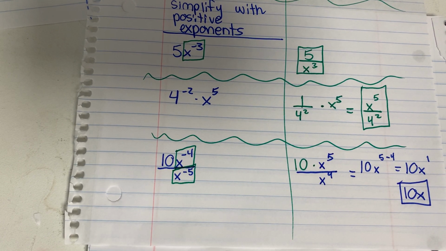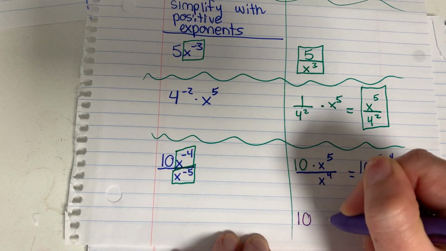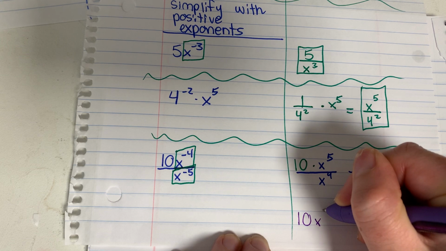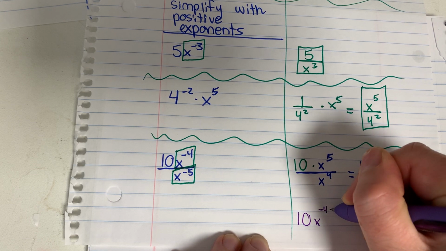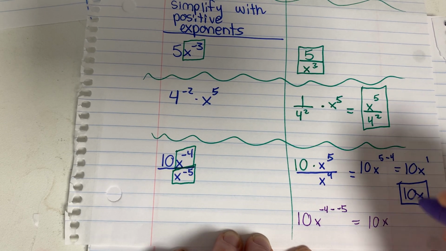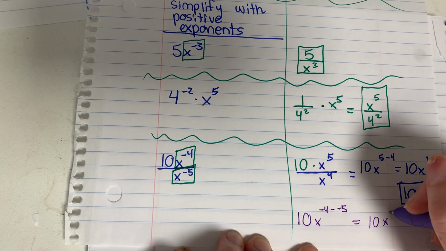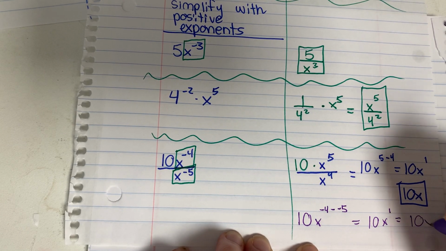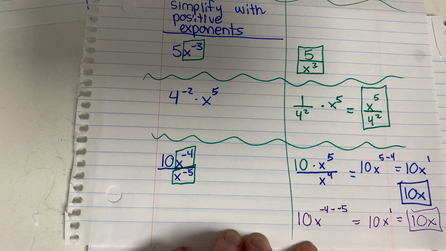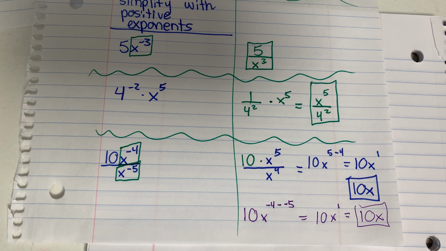Now, is there another way of doing it? Sure. And I'm going to do that right here. You could have also done 10x to the negative 4 minus negative 5. Negative 4 minus a negative 5 is just 1. So either way works. It's just how your mind sees these. Does it see it as the quotient rule, or do you see it as positive and negatives? That's up to you.